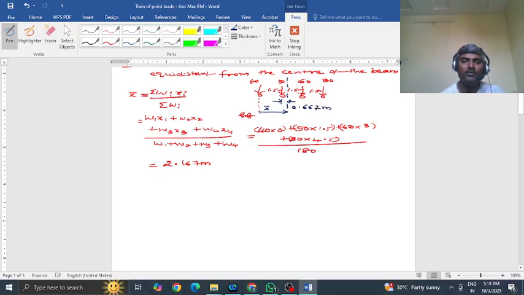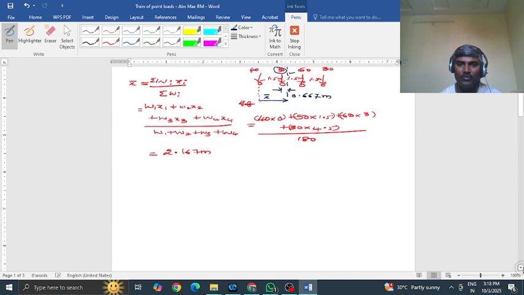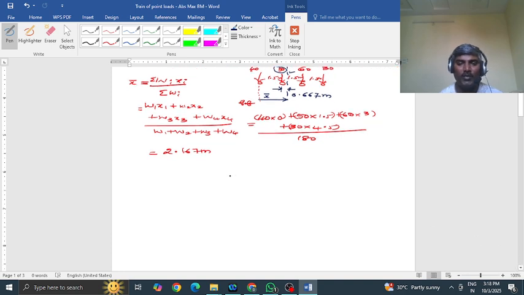Now, based on the condition we have just discussed, the chosen load, that is the 50 kilonewton, and the CG line should be equidistant from the center of the beam. So let us see how you place the loads now. First draw the beam.